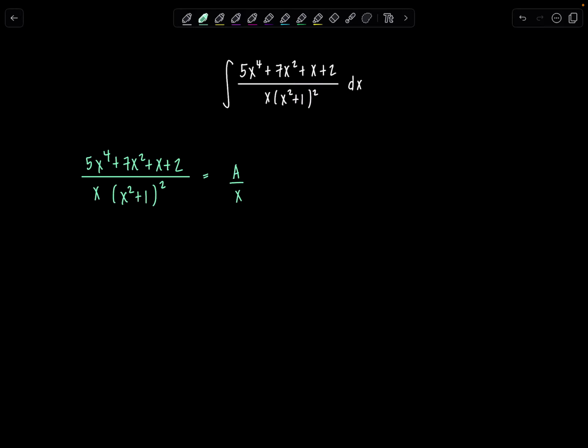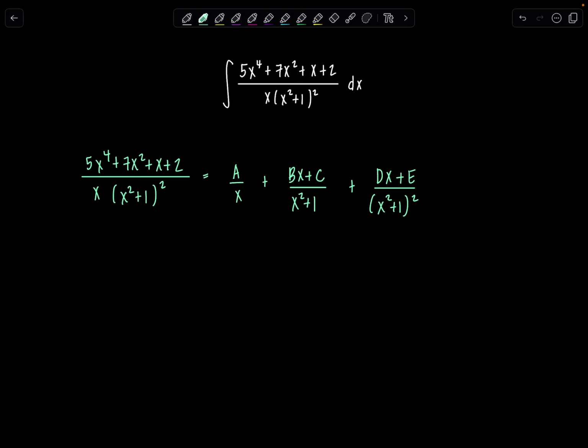So our decomposition is going to have the following form. We'll have A over x, a constant over x, and then Bx plus C over x squared plus 1 to the first. And since that's a repeated irreducible quadratic, I need Dx plus E over (x squared plus 1) squared. If you forgot how to set up partial fraction decomposition for this kind of rational expression, I have a video where you can review the different cases. It's linked in the description.